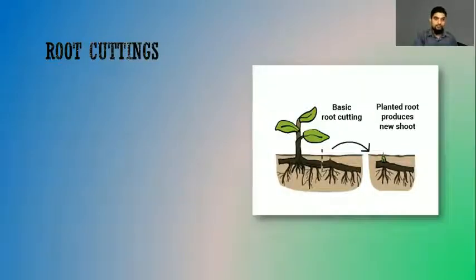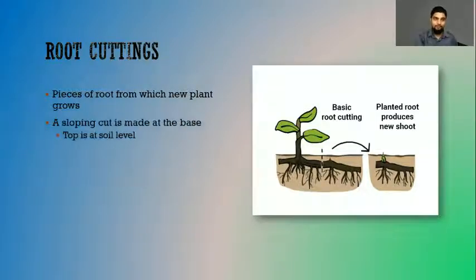Next, we have root cuttings. Here, pieces of root are taken from the parent plant. A sloping cut is made at the base, and the top of the root cutting remains at the soil level. An example is shown on the diagram. The entire root structure is placed below the surface of the earth, and the top of the cutting is at the soil level. It doesn't go above the soil level.